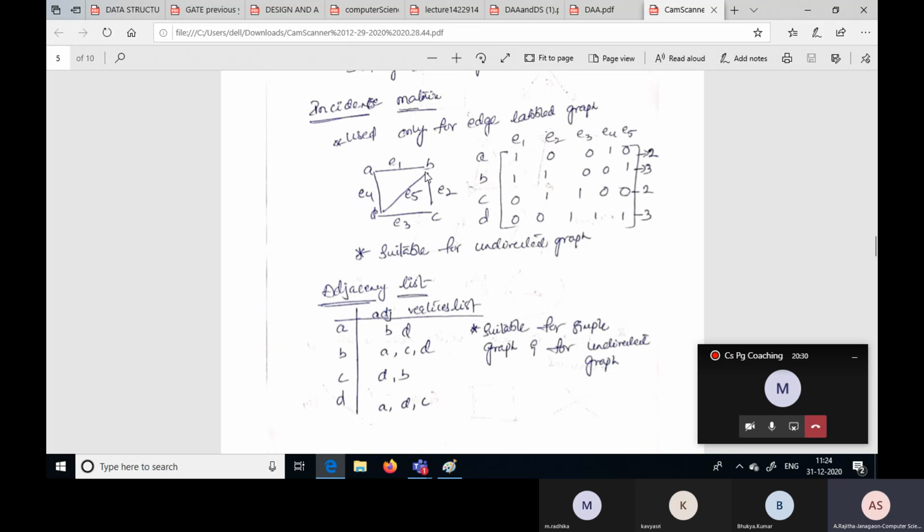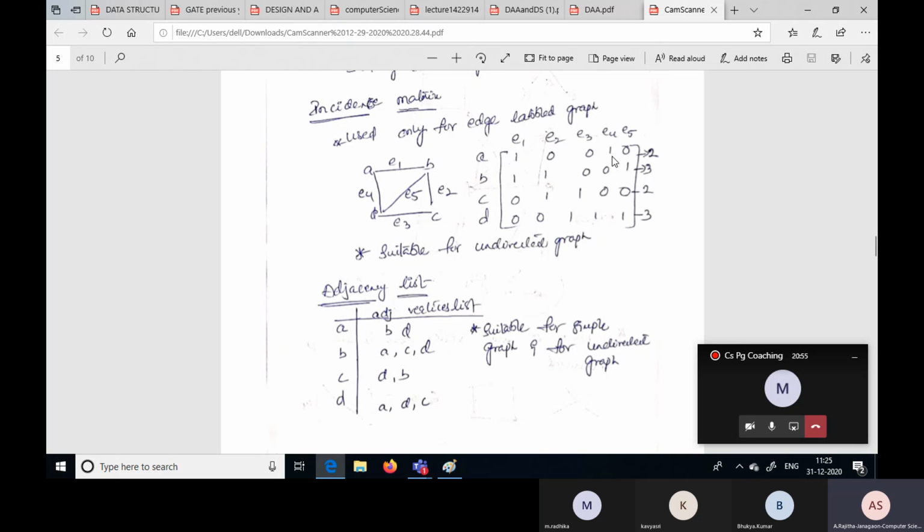So here A to B is 1, that means this edge E1 exists with A. And E2, there is no edge from this A. Edge E3 starts from B to C as well as C to B. That's why this is also 0. And coming to E4, this edge is between A and D.